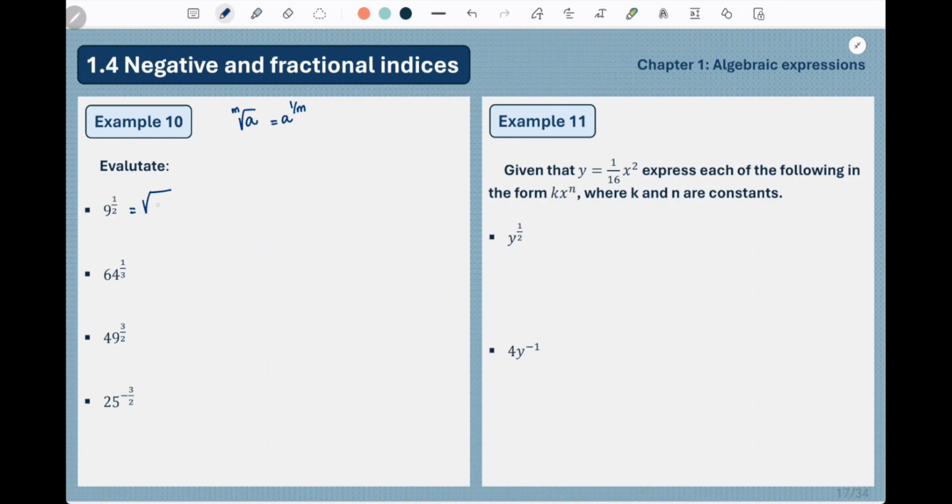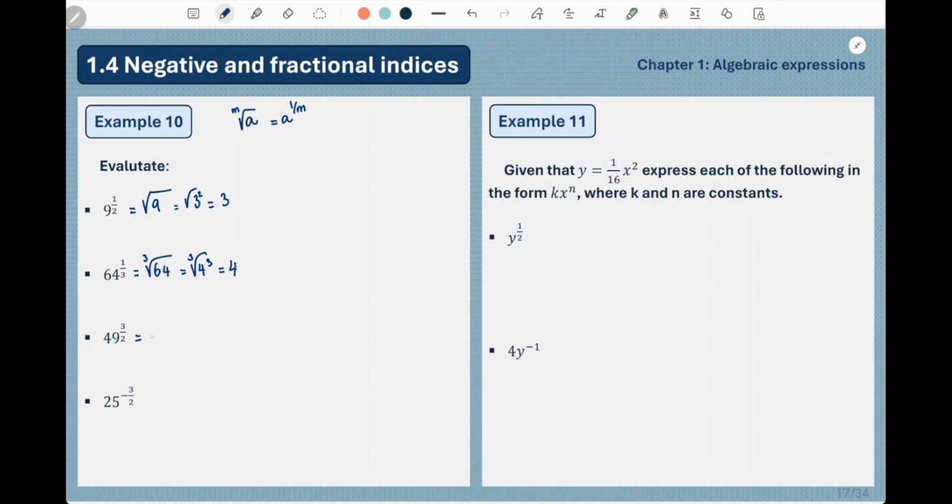So I have 9 over here. 9 is the square of 3, so it becomes 3, because the square root cancels the square. And for this one, we have 64. We know that 64 is the cube of 4, so it cancels out and it becomes 4. So we did the same thing as the earlier one.